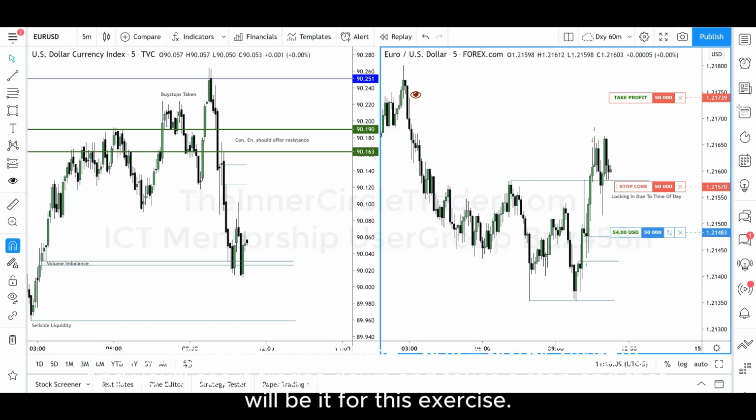And you'll see it trades down and takes a stop. And that will be it for this exercise. And I hope you found this insightful and useful in your learning.